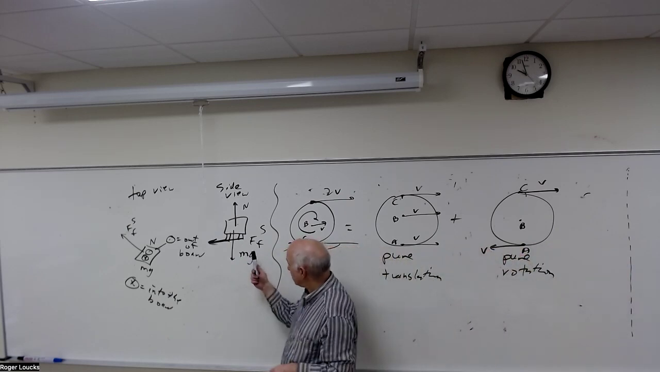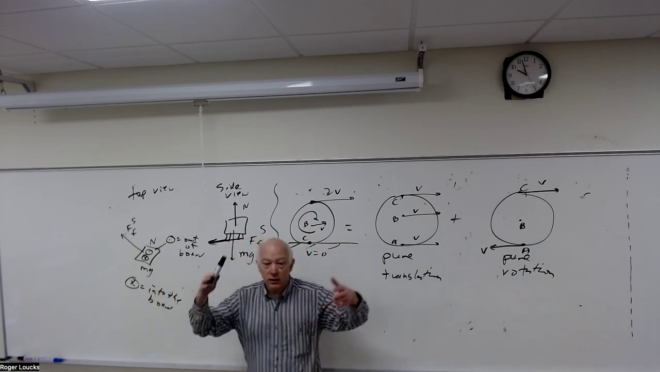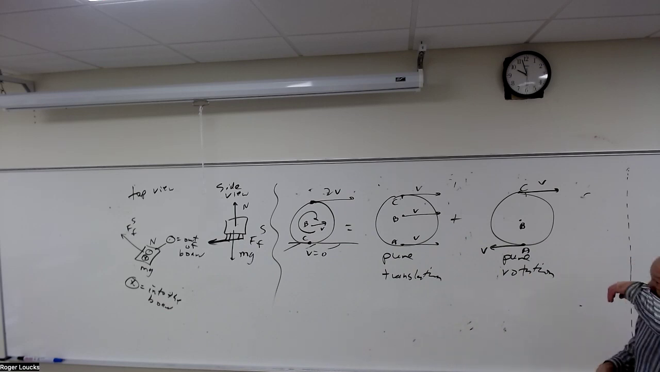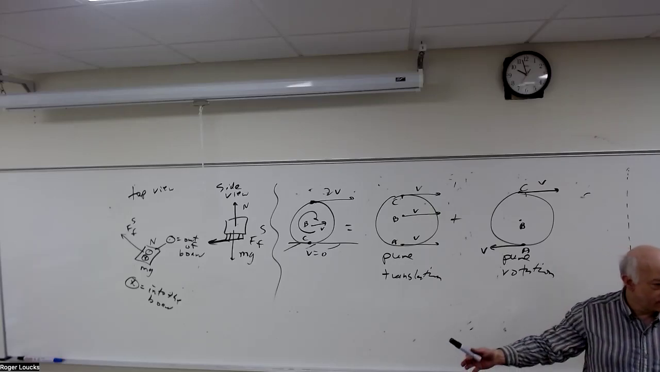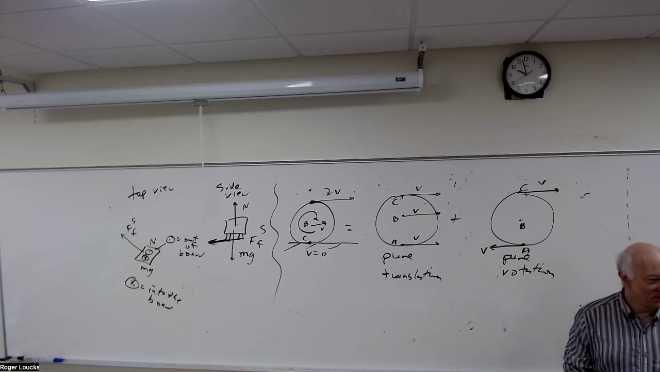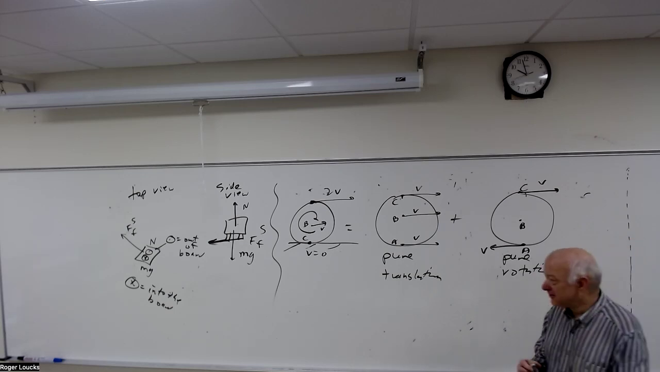The reason that's important is that this is going to be a static frictional force. And you tell me how to then do the problem. What kind of problem is this? A car is going around the road. This is a circular motion problem. How do you know it's a circular motion problem? It's going in a circle.